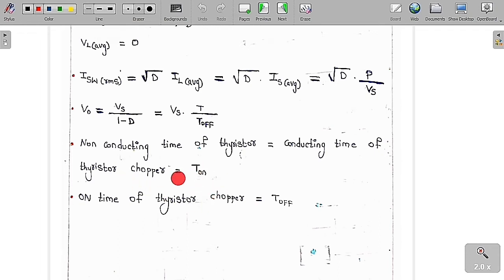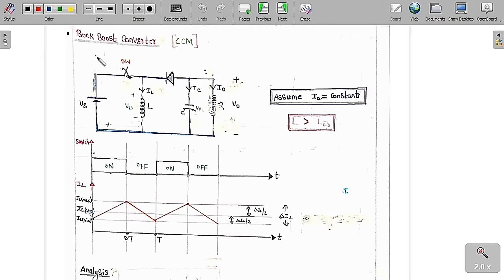So non-conducting time of thyristor is equal to conducting time of thyristor chopper, which is T on. On time of thyristor chopper is equal to T off. So these are the things that you need to remember. With this we have completed the step-up chopper or the boost chopper. Now we are going to discuss the buck boost converter.